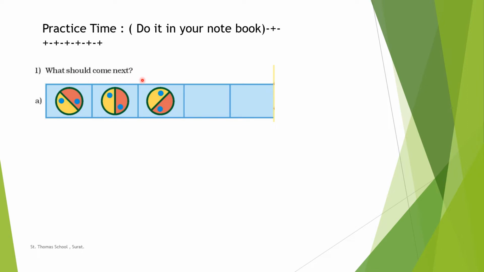What should come next? Okay, some three figures have been given to you like this. A circle in which there are two blue colored dots and the circle is divided into two colors, yellow and brown. Clear? Now if you rotate this, you can just look at the next picture. What it has done, the circle has been rotated clockwise.